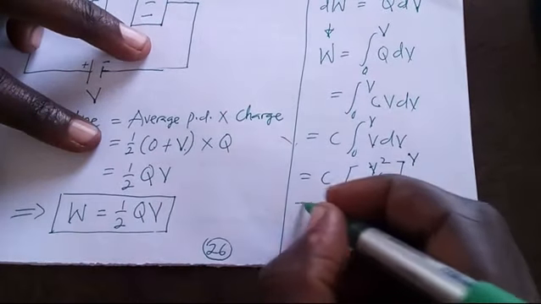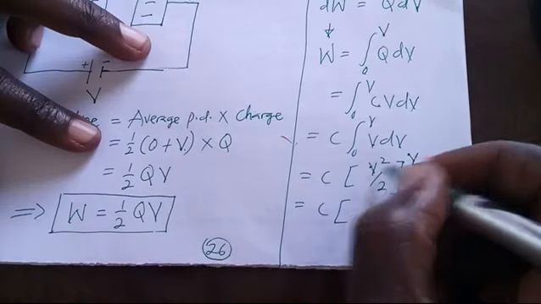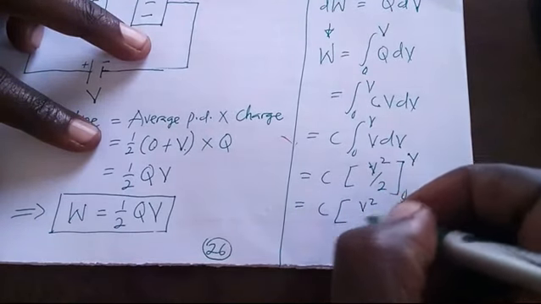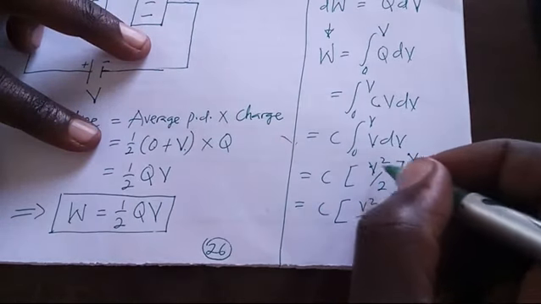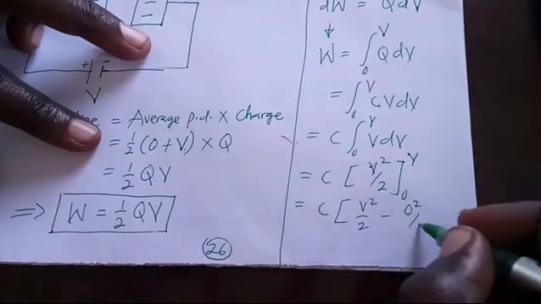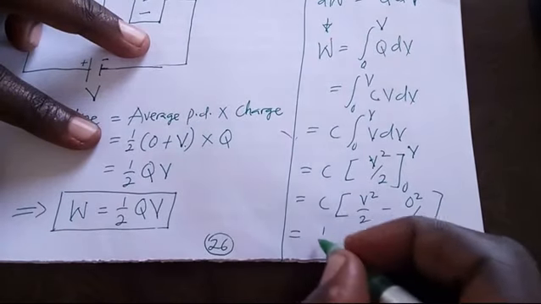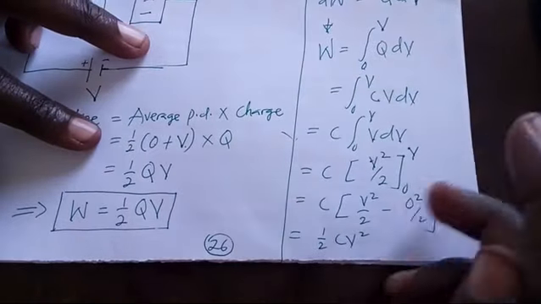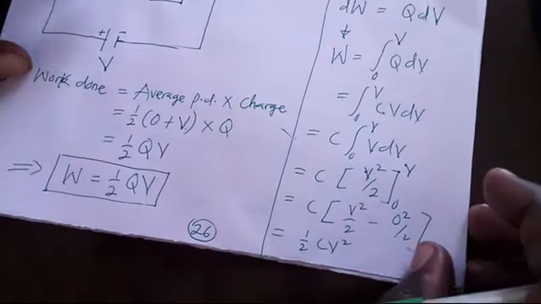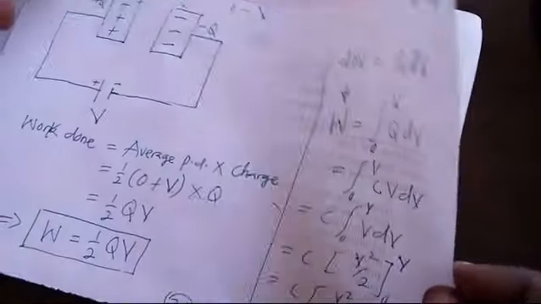Now the next thing is that this will be C into where you have V, you put V, so you have V squared over 2 minus, then you substitute 0 for V here, 0 squared over 2, and this one will give you 0. So at the end you have 1 over 2 CV squared as the work done.